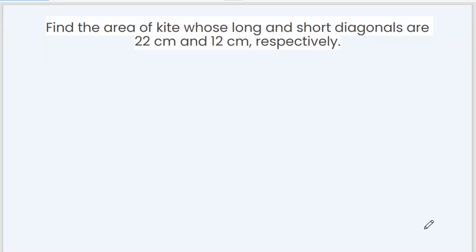Find the area of kite whose long and short diagonals are given as 22 centimeter and 12 centimeter respectively. Now, what is a kite? Kite is a quadrilateral whose adjacent sides are equal. So, this side is equal to this side and this side is equal to this side. Adjacent sides are equal. In a kite, we get two diagonals. See, this is your longer diagonal, so we call it a long diagonal. Okay. And this is your short diagonal.